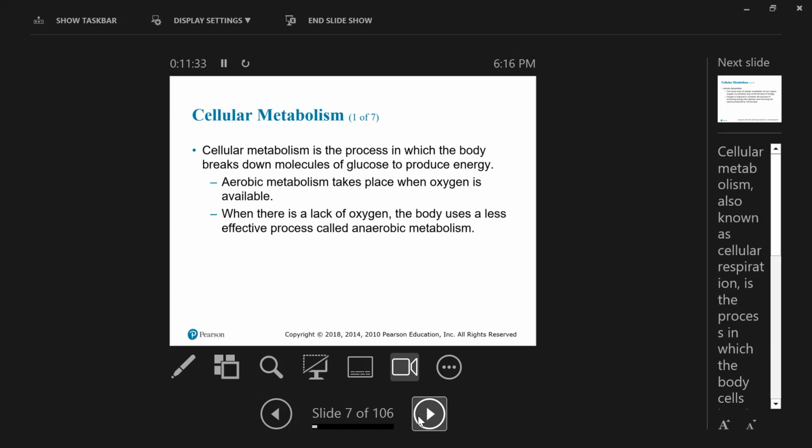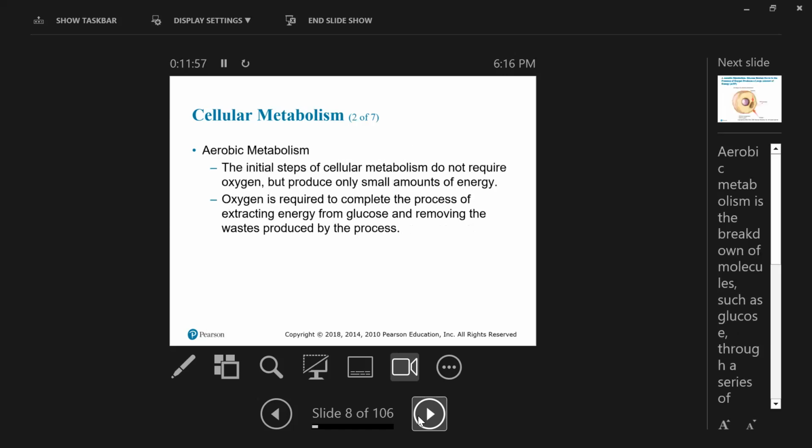So let's give it a number. With aerobic metabolism, when you have oxygen, you're going to produce 10 molecules of energy. But when you don't have oxygen, you only produce 2. So your body starts deteriorating slowly until you die. So what's your job? Give them oxygen.